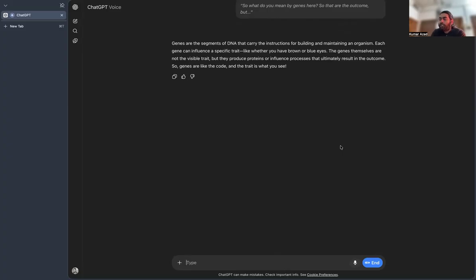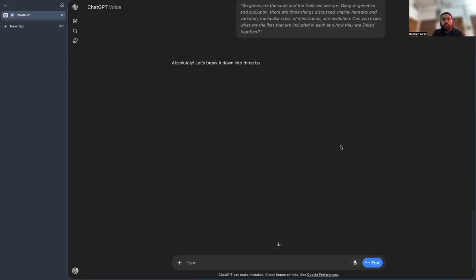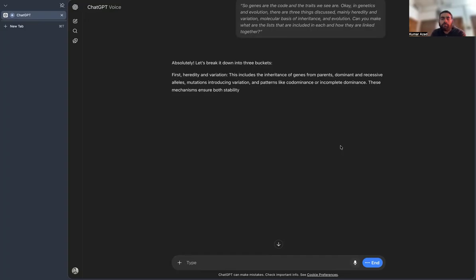Okay, in genetics and evolution, there are three things discussed mainly: heredity and variation, molecular basis of inheritance, and evolution. Can you list what is included in each and how they are linked together? Absolutely. Let's break it down into three buckets. First, heredity and variation. This includes the inheritance of genes from parents, dominant and recessive alleles, mutations introducing variation, and patterns like codominance or incomplete dominance. These mechanisms ensure both stability and diversity.